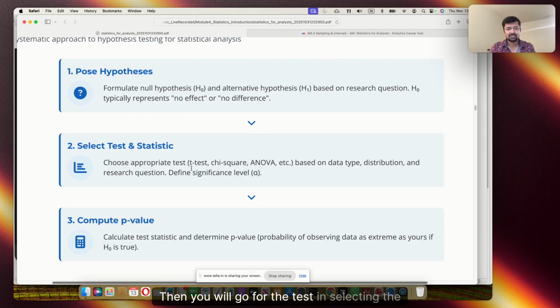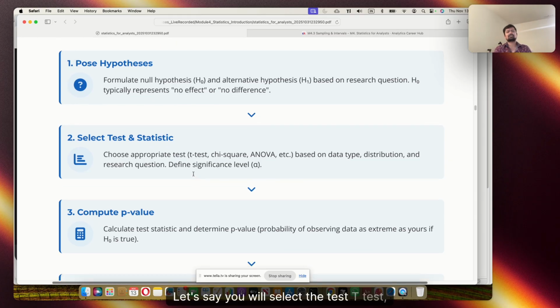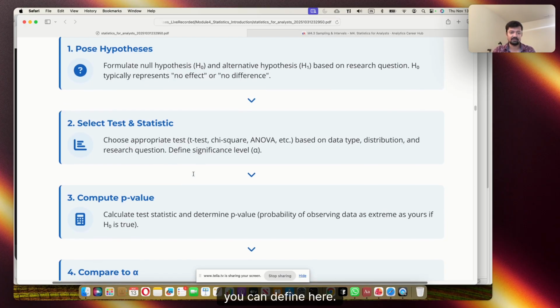Then you will go for the test and select the statistic. You will select the test, t-test, chi-square test, or ANOVA test, based on the data, the distribution, the inference that you would like to make, the confidence intervals, and the data types and research questions. A lot of things come into the picture, and you decide which test you are going to perform. Then you will define the significance level, that is, how much error you can consider. You may want 95% significance level, meaning 0.05 error, or 98% or 99% significance level, you can define here.